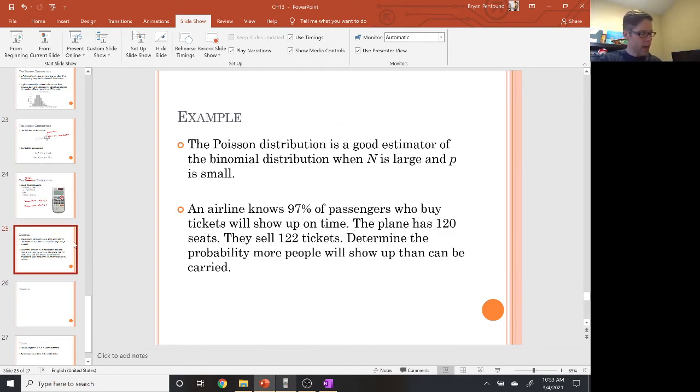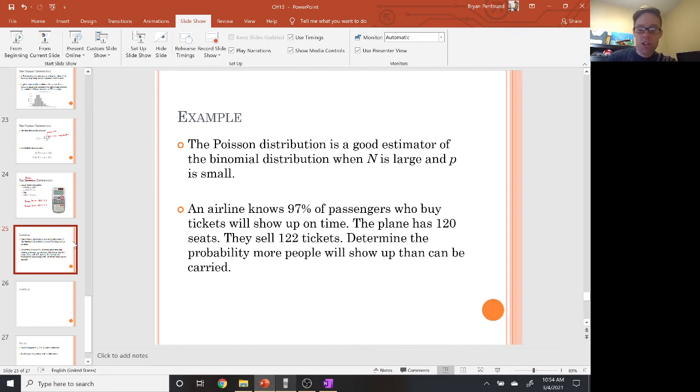And so what we're going to do is an airline example, because I think this is kind of interesting. And I want to compare and contrast what we get from the Poisson distribution versus the binomial distribution. So in this particular example, we have an airline. They know that 97% of passengers who buy a ticket to fly are going to show up on time. And the plane that they have has 120 seats. However, they've oversold this flight with 122 tickets.